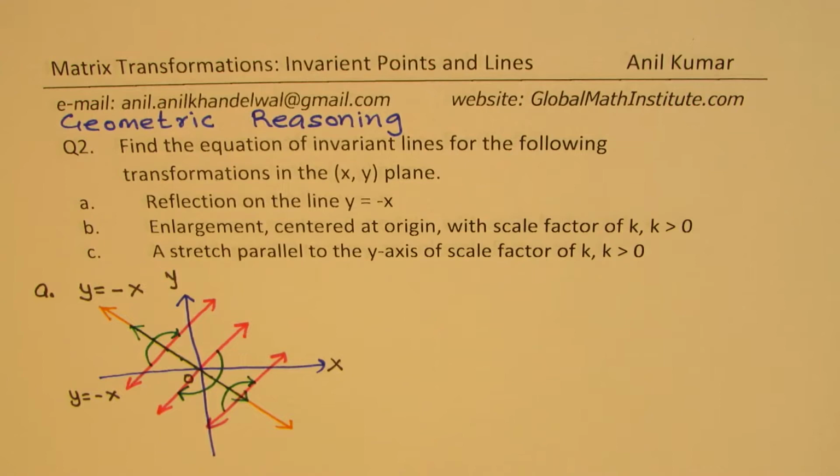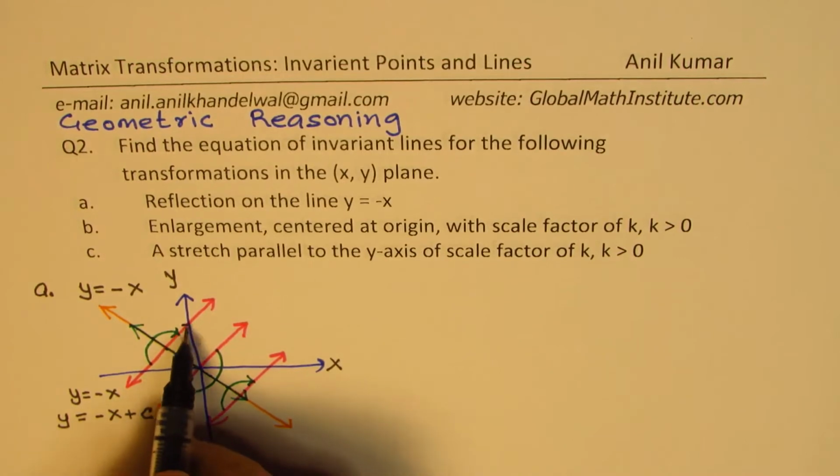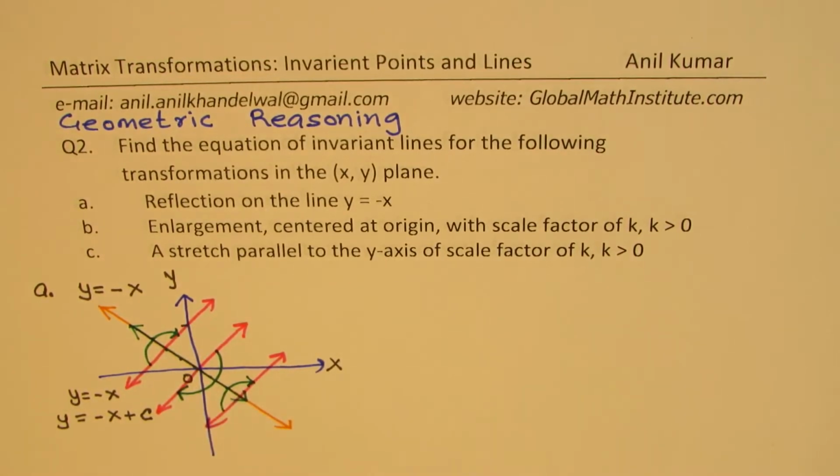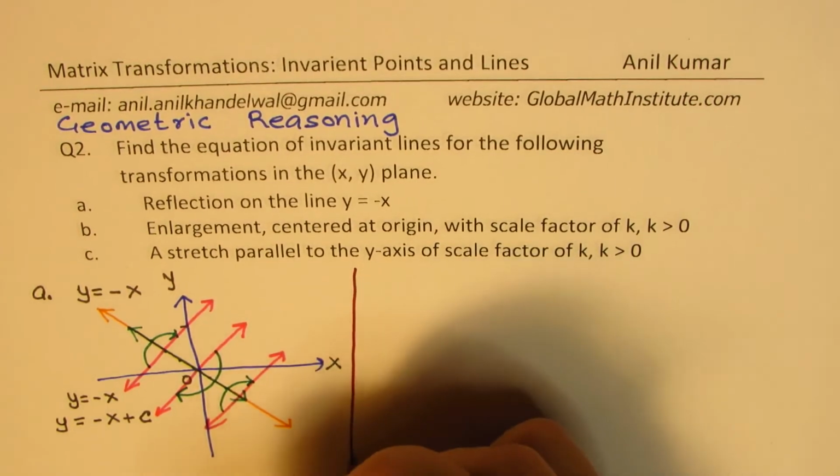Perfect. The line is invariant, and therefore we have all these lines whose equation will be y equals minus x plus the constant c, where c is your y-intercept. Is that clear to you? So those are the lines which are invariant. Perfect. So we have two answers for part A. Is that clear to you? Now let's move on and see what we understand for parts B and C.